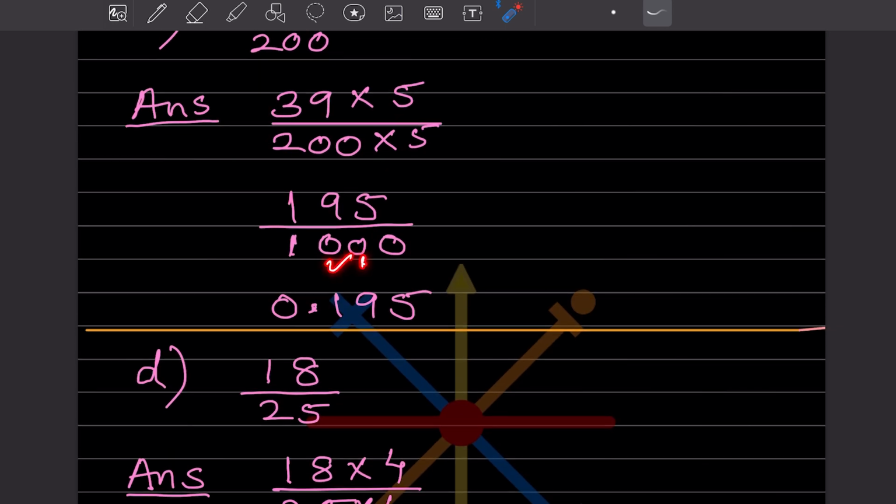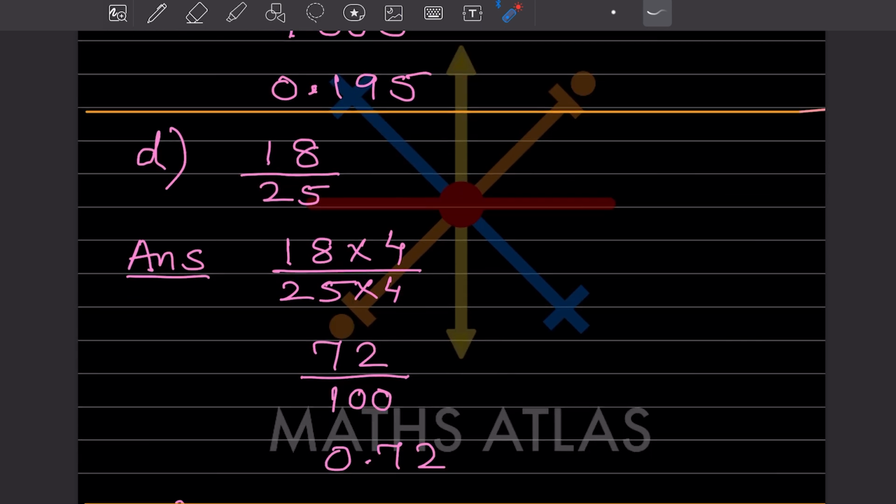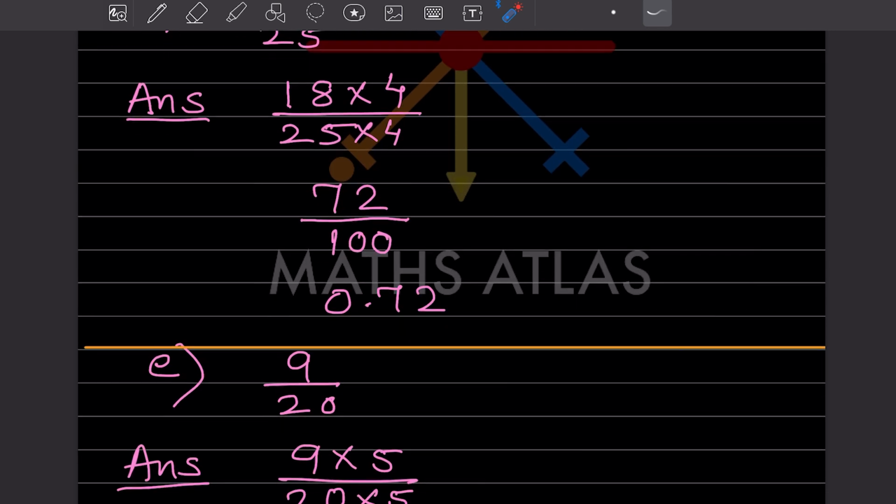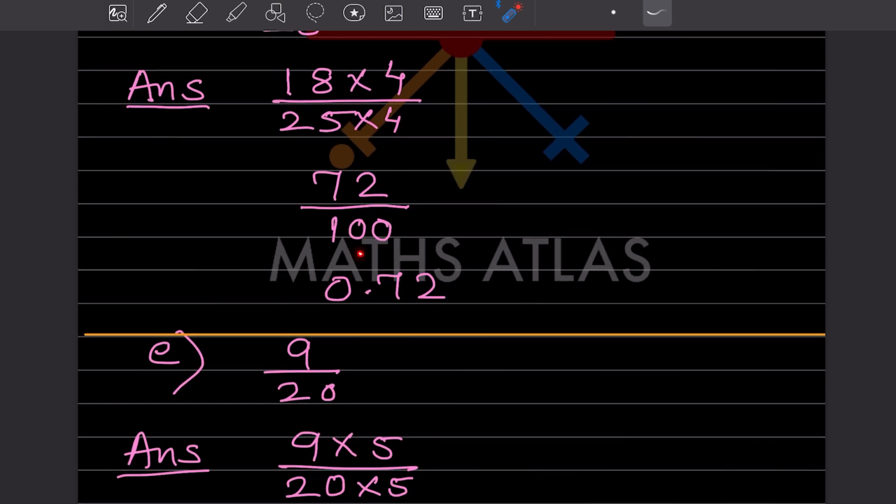So here, can you see these 3 zeros? So you are going to write here 195 and after 3 digits you are going to put a point. Now look at here, 25, the denominator, concentrate on the denominator. Here we cannot go for 10, but 100, yes, because 25 fours are 100. So this is multiplied by 4, so this also should be multiplied by 4. So here 72 by 100, and because we want the answer in decimal, 2 zeros means you are going to go backwards and put a decimal.